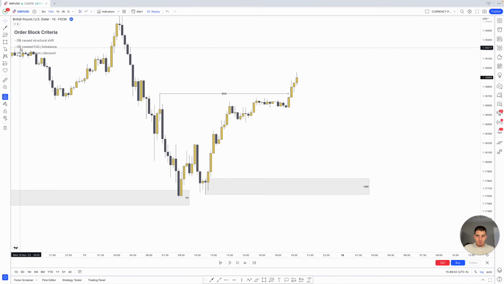Now the next thing on the list is that the order block has to have created a fair value gap / imbalance. And that's exactly what we see here. Between the high of this candle and the low of the next candle, what's in between is a huge gap in price. Okay, there was no equilibrium between buyers and sellers. There's just a big gap.